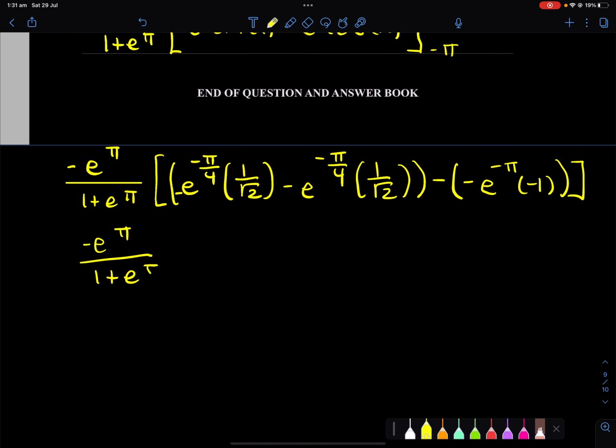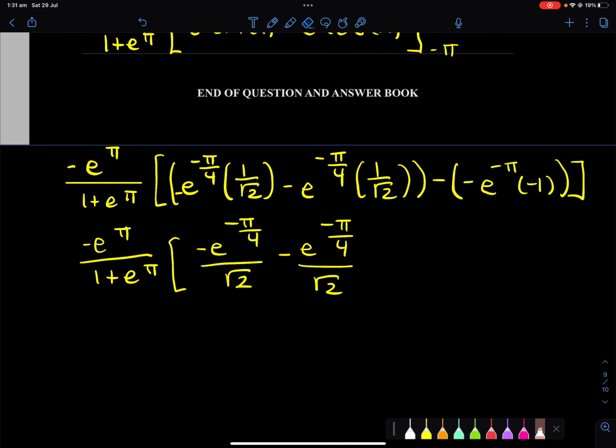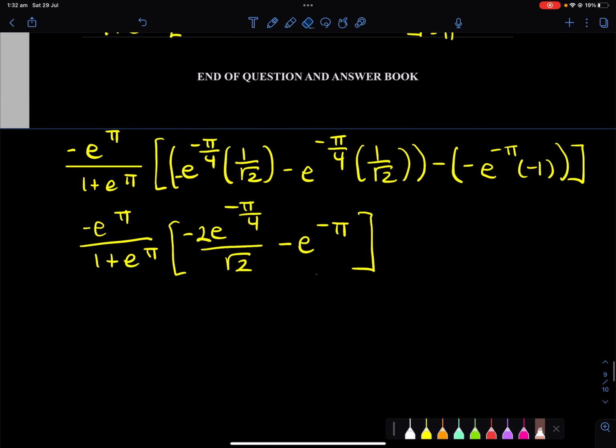All over 1 plus e pi. So we're saying negative e^(negative pi over 4) over root 2, minus e^(negative pi over 4) all over root 2. Now these can actually add up, to negative 2. We can rub that out over here, make our life easier. That will be just e pi. So it'll be negative e^(negative pi).